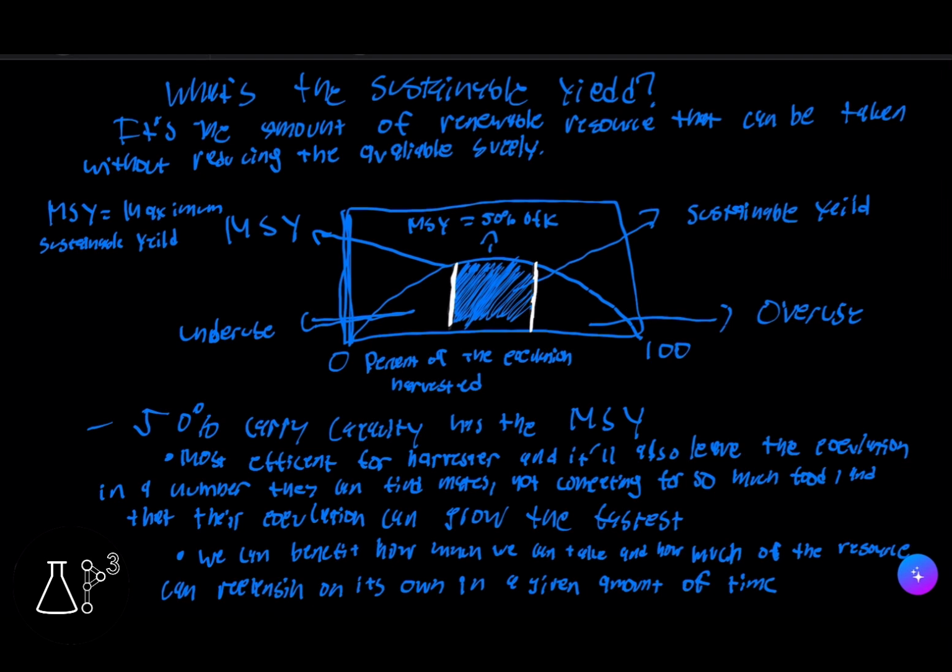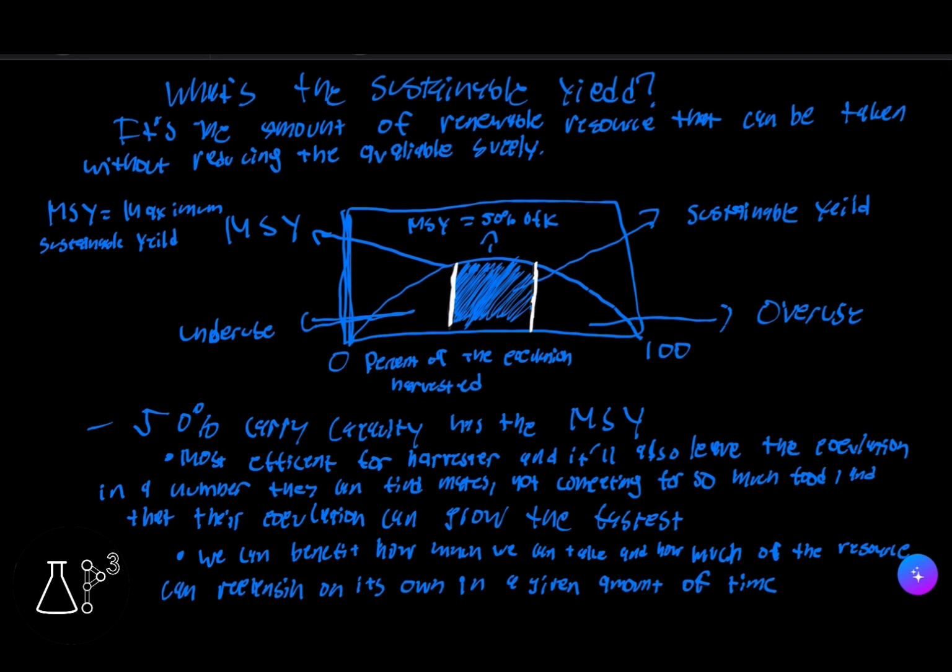So let's say, for example, I have fish. We have 100 fish, and I take from 0 to 49% of fish. That'll be an underuse of the resource, so we can take in more. But if you go from, let's say, 75 to 100, that's an overuse of the resource. But the maximum sustainable yield is going to be at 50%. And the 50% carrying capacity has, again, the MSY.